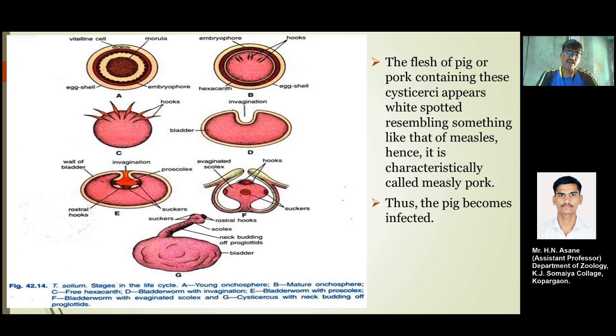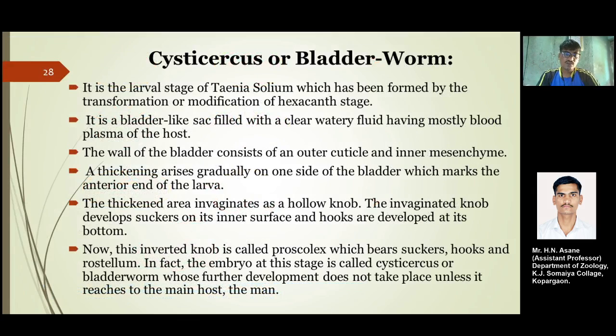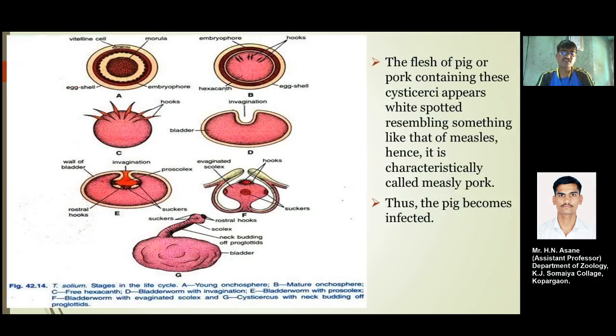And again, as you can see the last picture, picture G, is nothing but the cysticercus with neck budding of proglottids, and this particular cysticercus is going to be eaten by humans in the pork, okay. So this cysticercus or the bladder worm, what is it, okay. We are explaining about that last picture, okay.